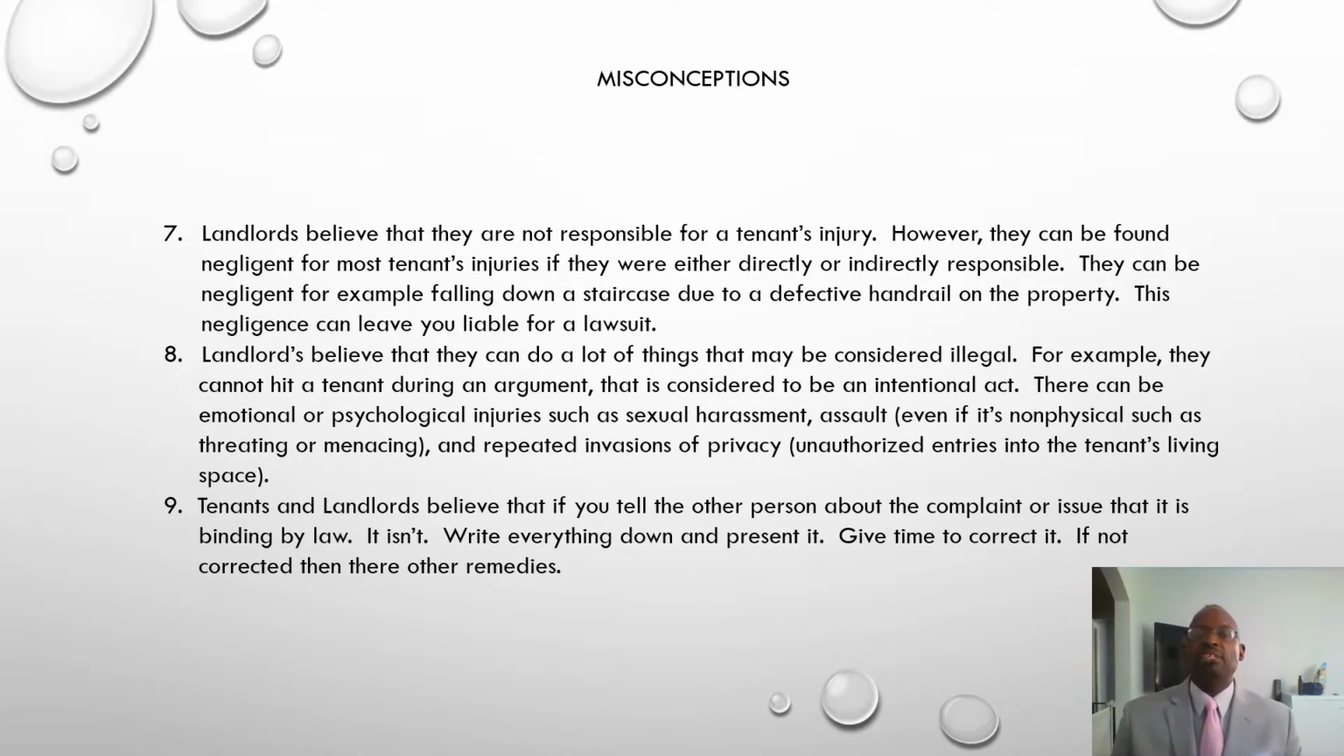Now, landlords believe they can do a lot of things that may be considered illegal. For example, they cannot hit a tenant during an argument. It doesn't matter what's going on, you cannot have fisticuffs. That's considered an intentional action and can be criminally tried. There may be emotional or physical injuries such as sexual harassment, a landlord trying to get sex instead of rent, assault, even if it's non-physical, such as him threatening or menacing you, and repeated invasions of privacy, with unauthorized entries into the tenant's living space.